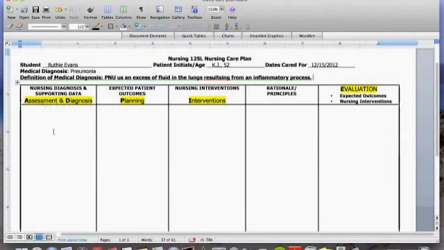So we're going to start with assessment and diagnosis. And when in practice, we're going to assess before we make the diagnosis, but on our care plan, the diagnosis is going to come first. So continuing on with our pneumonia diagnosis from the last show, we're going to say impaired gas exchange related to, and you can use the little RT there.